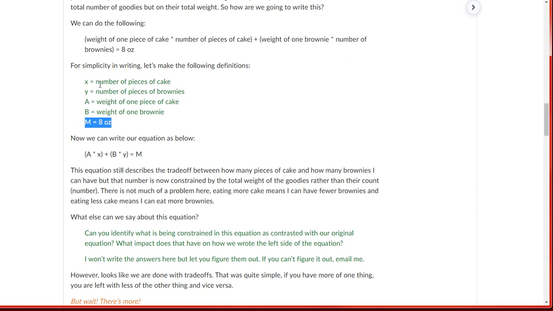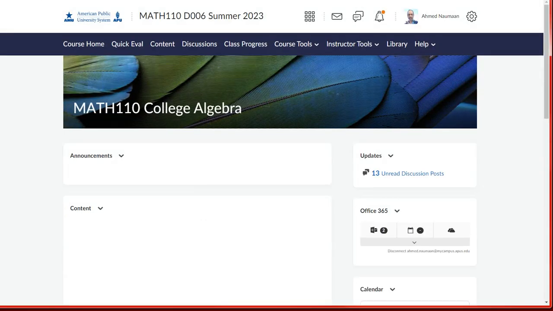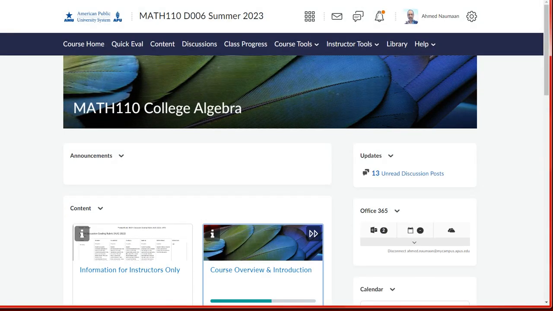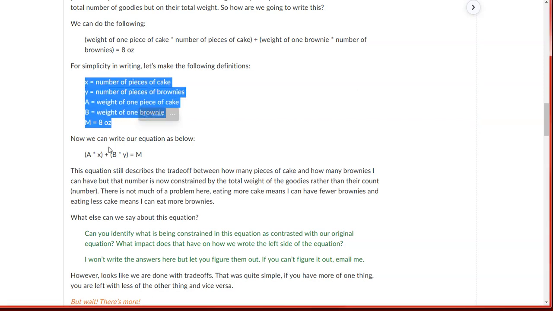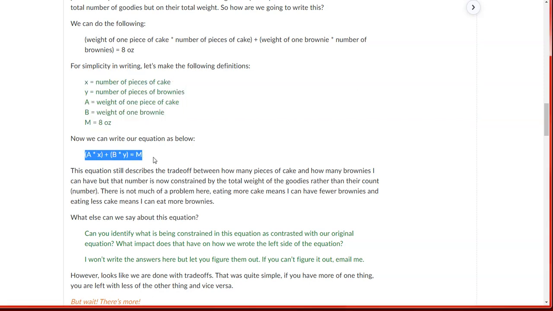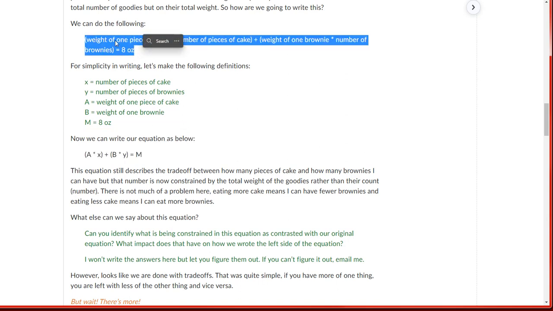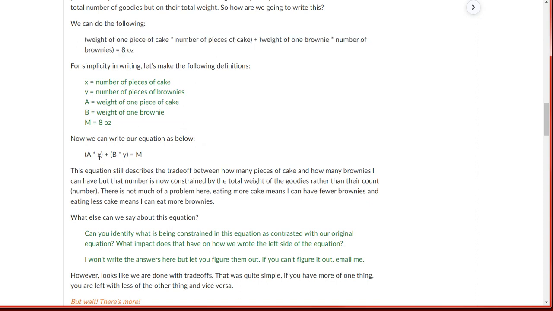And if you follow this, oh, now what did I do? Okay, hang on one second. Okay, we're back. So with the definition of the variables and the coefficients as follows, I can write this equation. Now, this equation is exactly the same thing as this equation, right? Where the weight of one piece of cake is specified by capital A, the number of pieces of cake are specified by small x, and then you can read the rest of it.